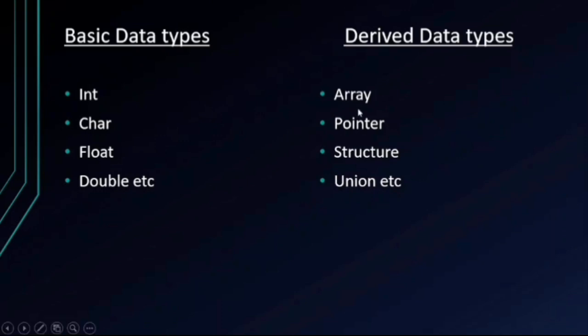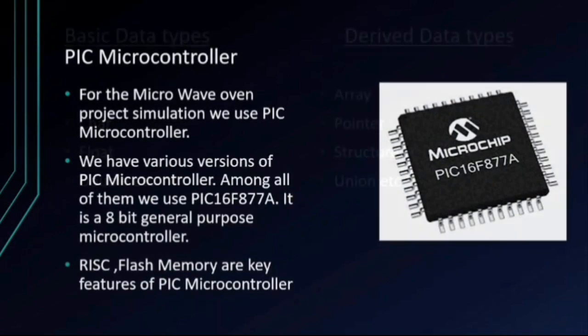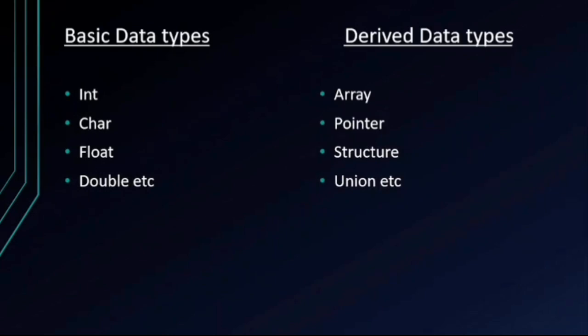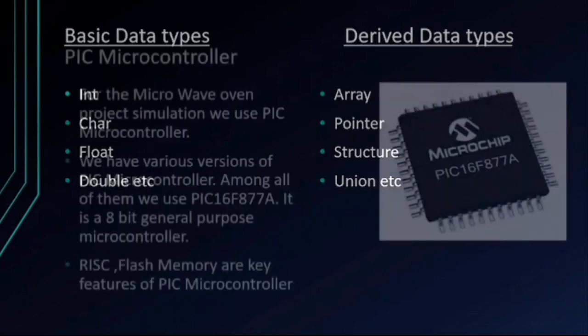Derived data types are the data types that are derived from the basic data types. They are arrays, pointers, structures, and unions. Using these data types, we can manipulate the port addresses and the ports and write the data we require into the ports. Those data types include arrays, pointers, structures, and unions.